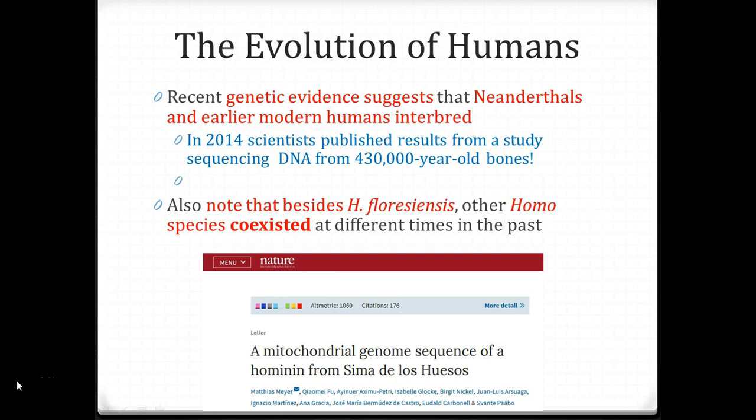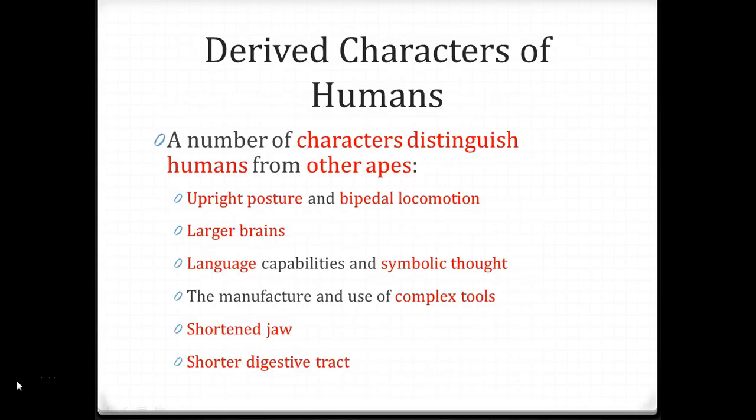So in fact, not only were there more than one species of humans at a particular time, but those were actually interbreeding. Also note that different species of Homo coexisted in the same area, whereas others evolved in other areas allopatrically probably, and did not interbreed with each other, as is probably the case of Homo floresiensis versus Homo sapiens, for example.